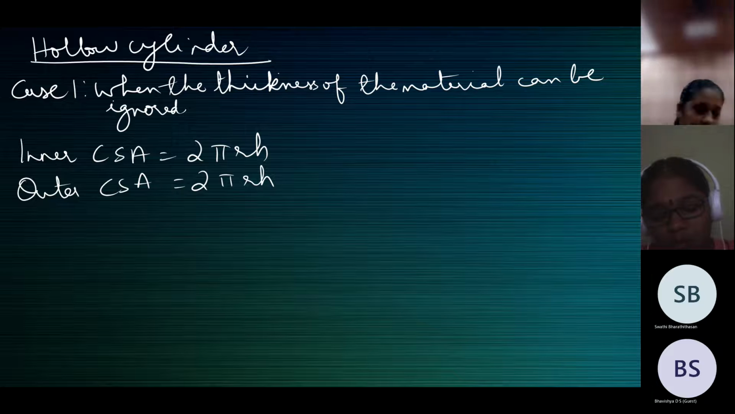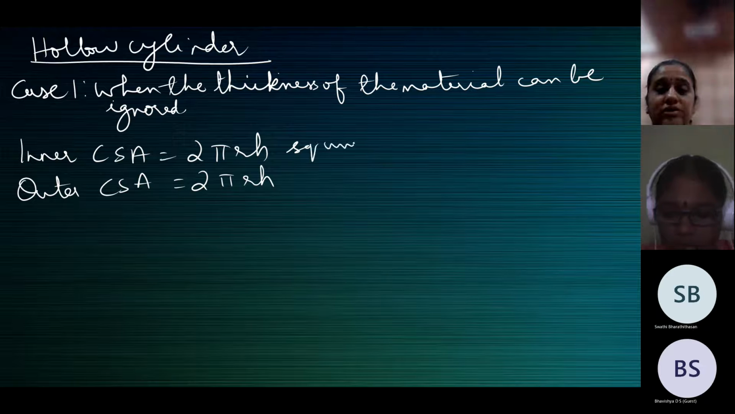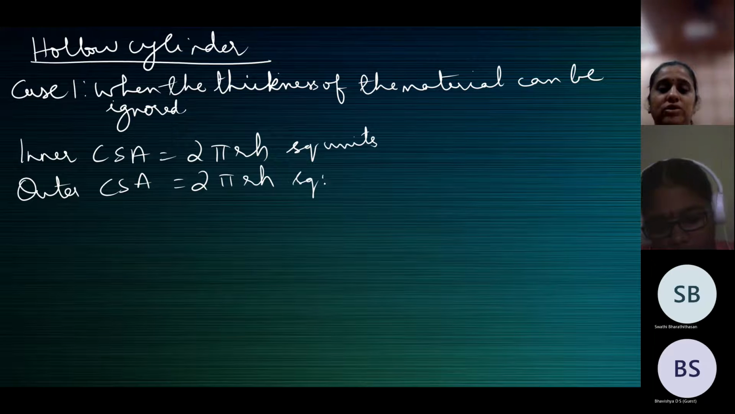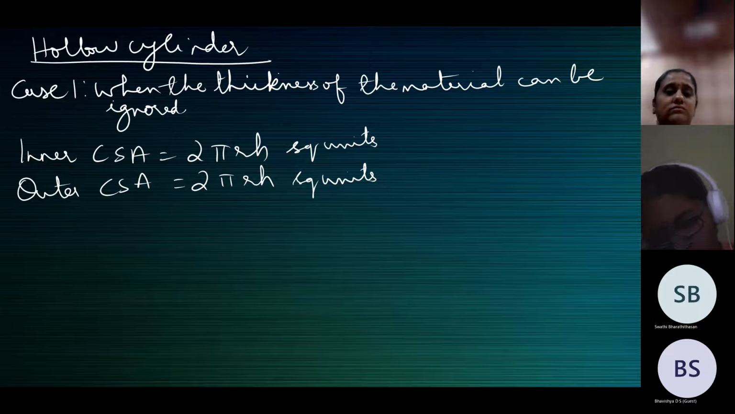Done, children? Of course, square units. I'm sorry, square units. Done, ma'am. All right. So this is case two. This is again a hollow cylinder, case two. When the material, the wall of the cylinder, is thick.